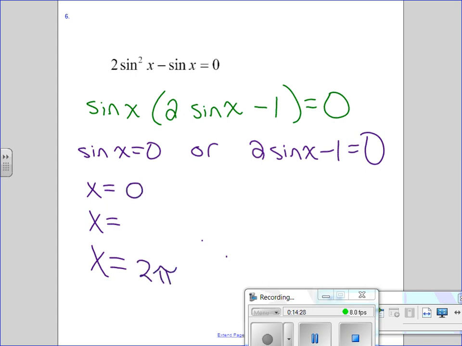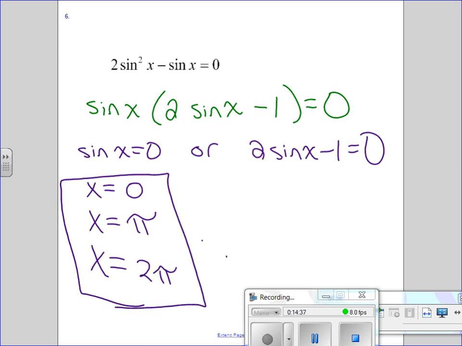2 pi, somebody said. Pi and 0. And I listed 0 and 2 pi as separate guys, even though they live at the same place, because it did say to solve over the interval 0 through 2 pi. So technically those are different places. One's at 0 degrees, one's at 360 degrees. They're the same location, but they're different values.